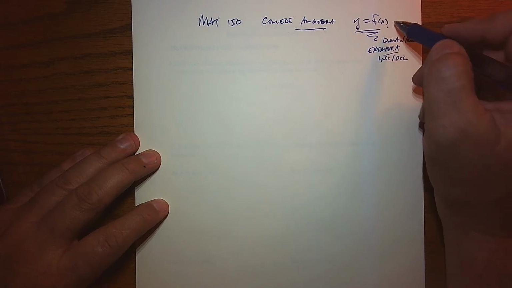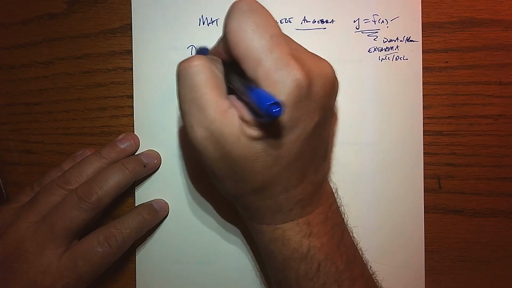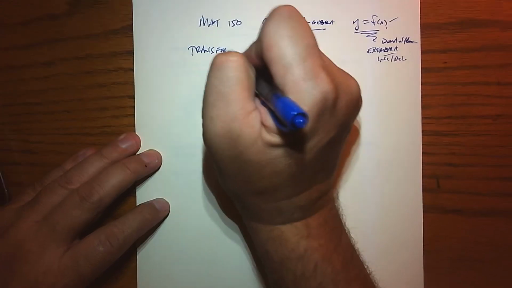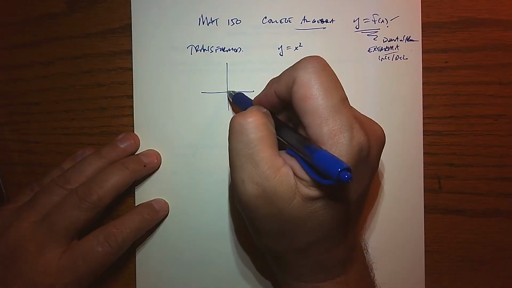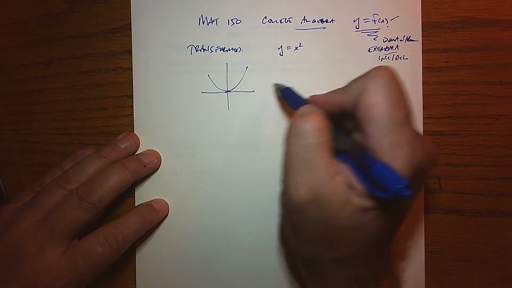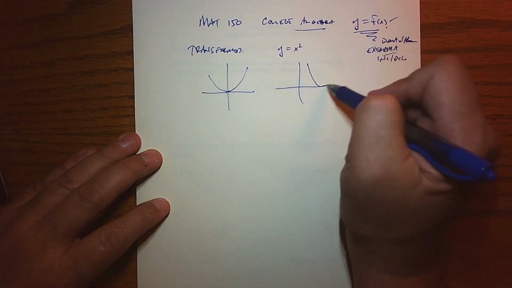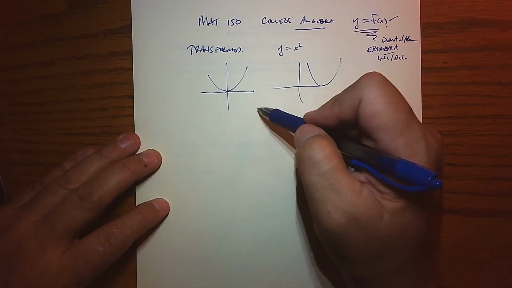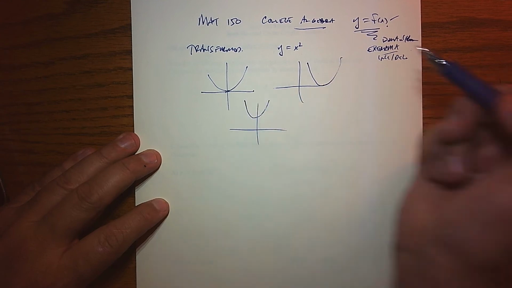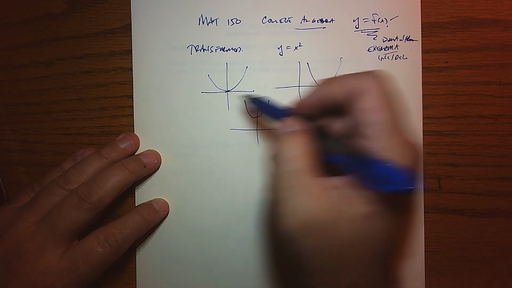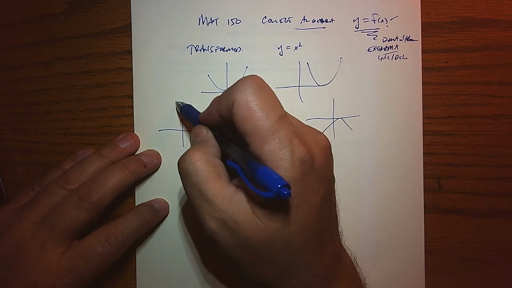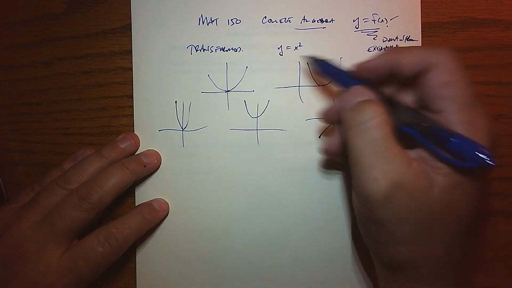But one of the things we also did is we transformed these graphs. I think the most famous one is when we had something like y equals x squared, and we took that basic function and shifted it over to the right, or shifted it up. Or we reflected it through the x-axis. We stretched it out, made it nice and skinny. So that's basically what we're going to do.